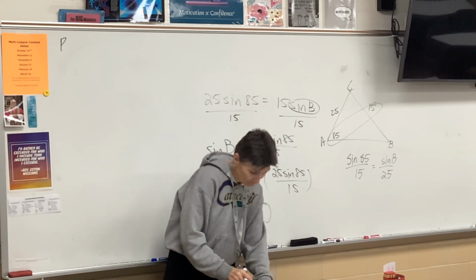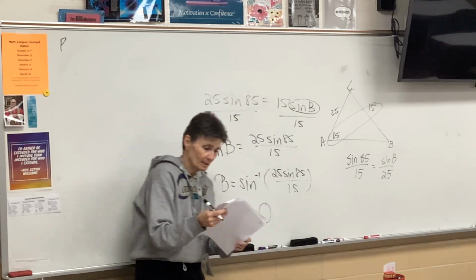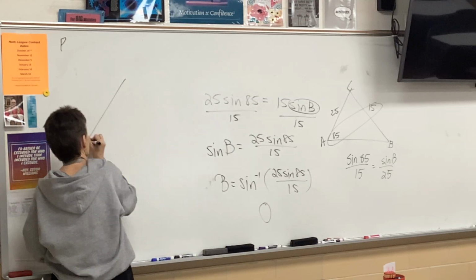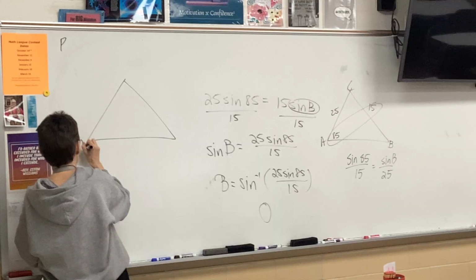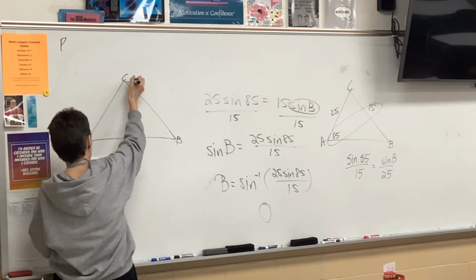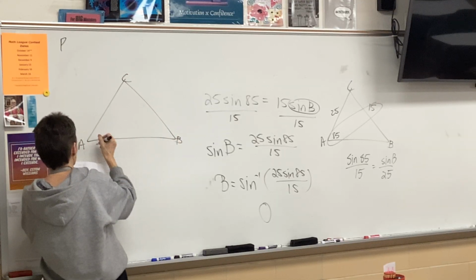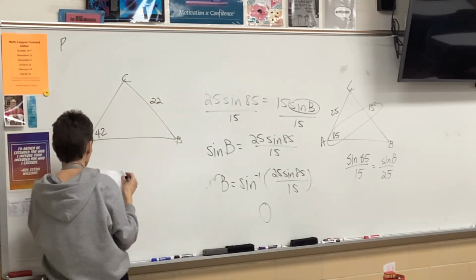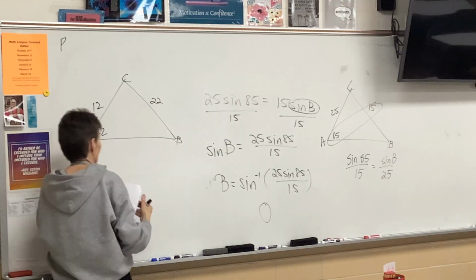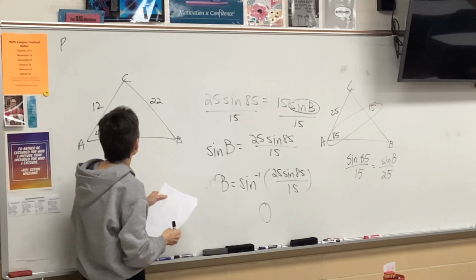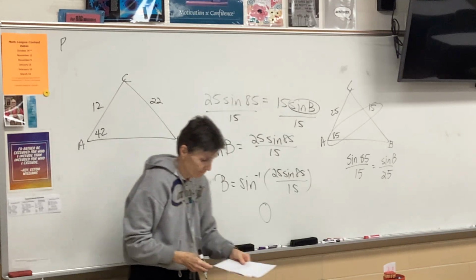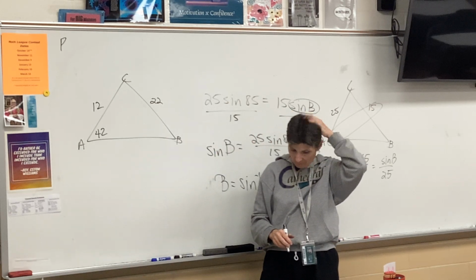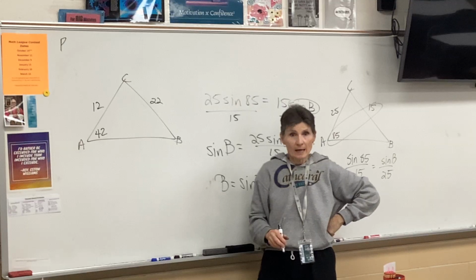Okay. That's all right. We got more. Let's try it. Let's see what happens back here. Maybe we'll actually get an answer this time. Let's see. So for problem D, angle A is 42, side A is 22, and side B is 12. Okay, so here we go.